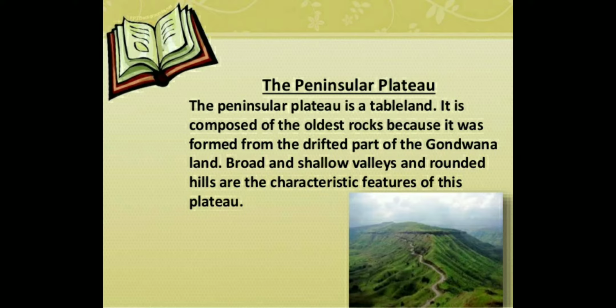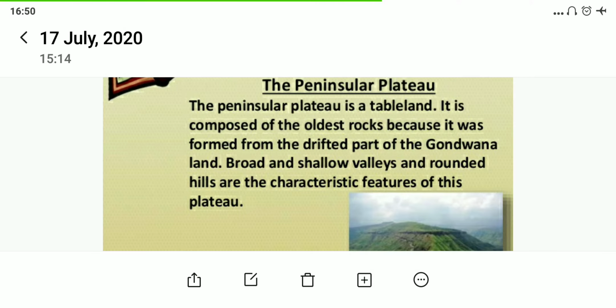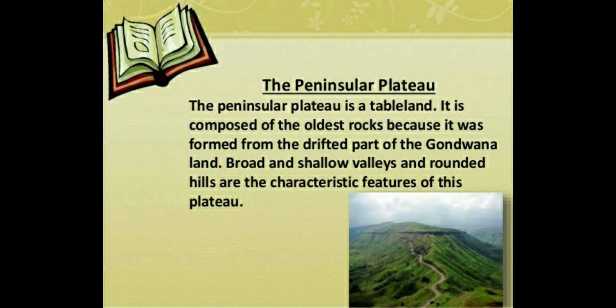Because it was formed from the drifted part of Gondwana land, it has broad and shallow valleys. You see an image: broad and shallow valleys, and rounded hills. All the hills are like this, ups and downs. So rounded hills are the characteristic features of this plateau. I hope it's clear.